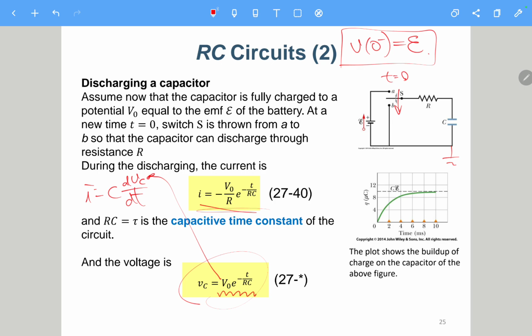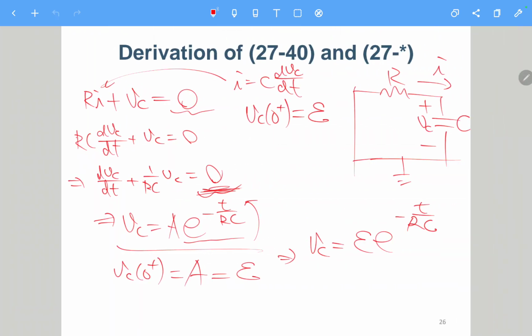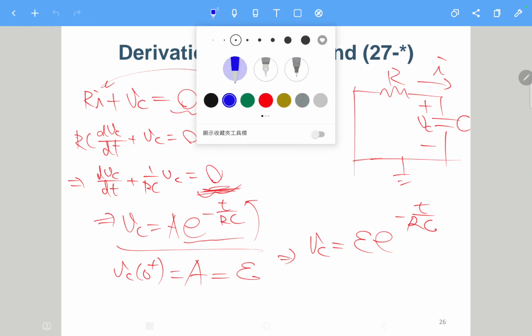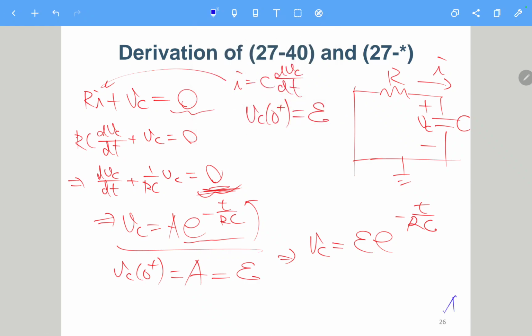Okay, so this is called an exponential decay. So this VC starts from V0 and then finally will be 0. Okay, so this is V0, this is VC, this is t. Okay, so I think, yeah. Okay, so this concludes this.